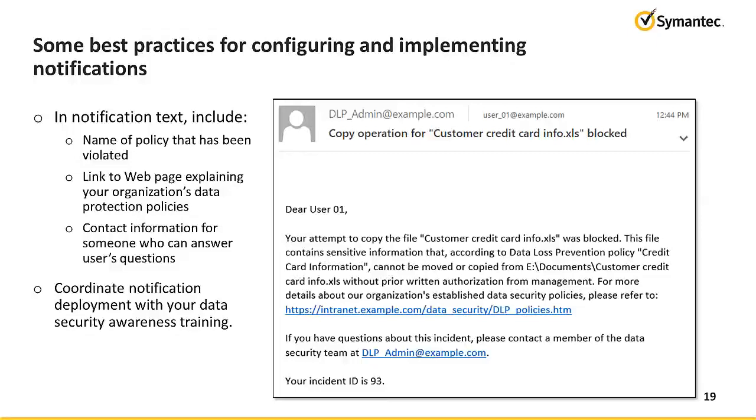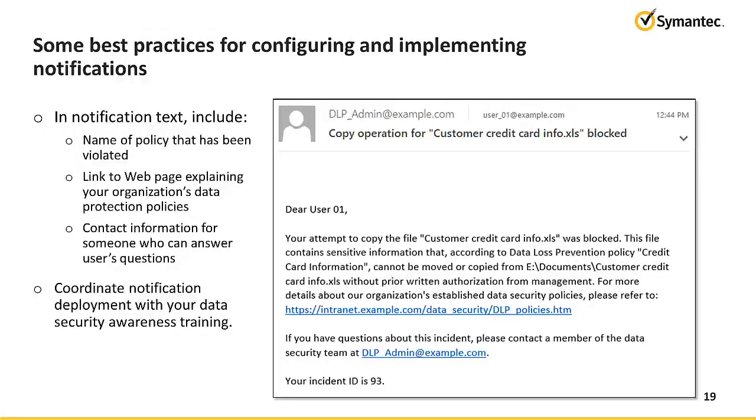The send email notification action sends an email to a user who has mishandled confidential data, causing Symantec DLP to detect an incident. You can fully customize the contents of the notification email, such as including variables containing incident attribute information and tailoring the body text of the email to educate the user on DLP policies and secure data handling practices. Some best practices to keep in mind as you configure and implement notifications are: 1.